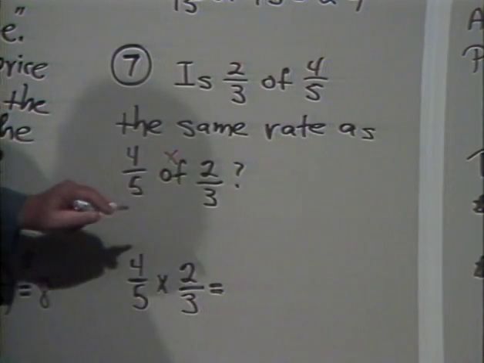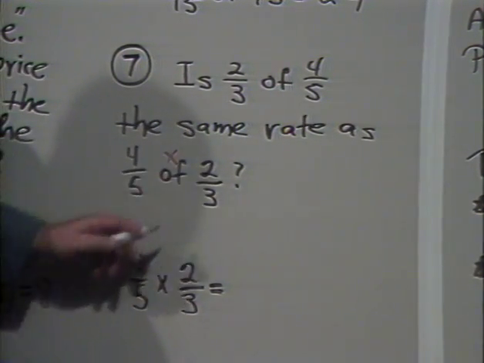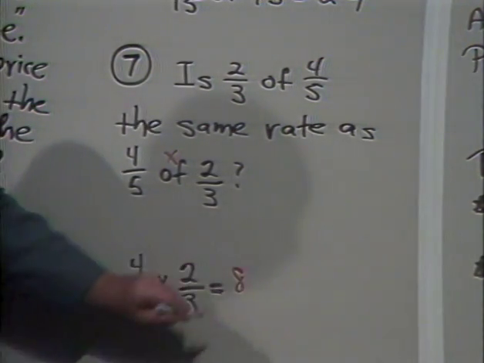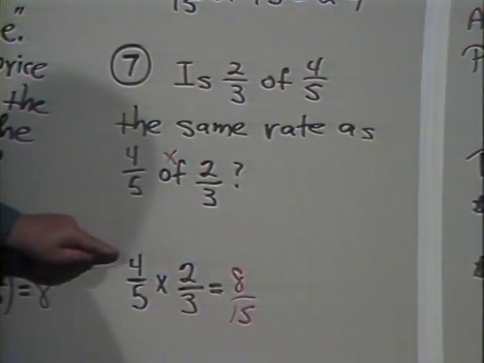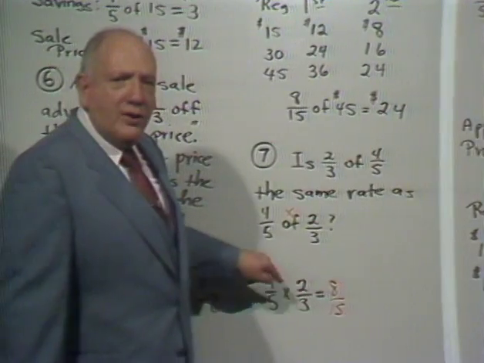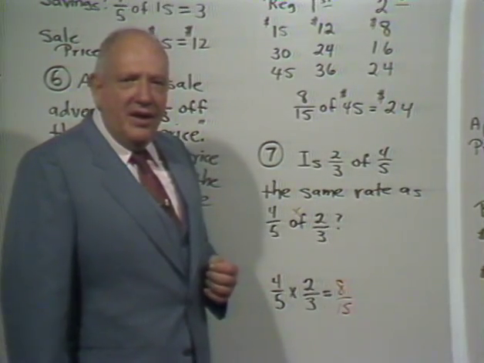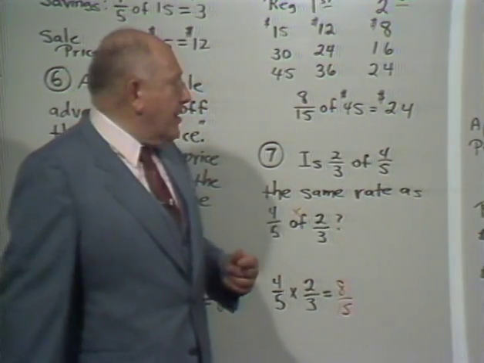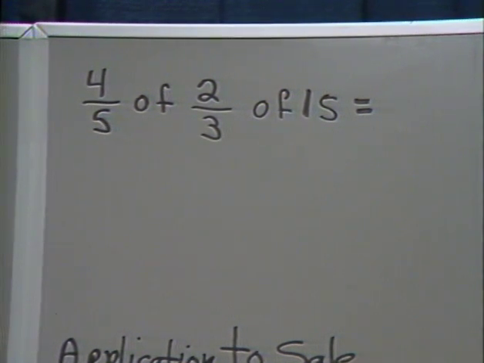The amazing thing is, how do you do an "of" problem? You multiply, and 4 times 2 is still 8, and 5 times 3 is still 15. In other words, whether you call it 4 times 2 or 2 times 4, the answer is still going to be 8. You follow the idea there? Let's look at it the long way first. Then we'll apply it to the sale problem.